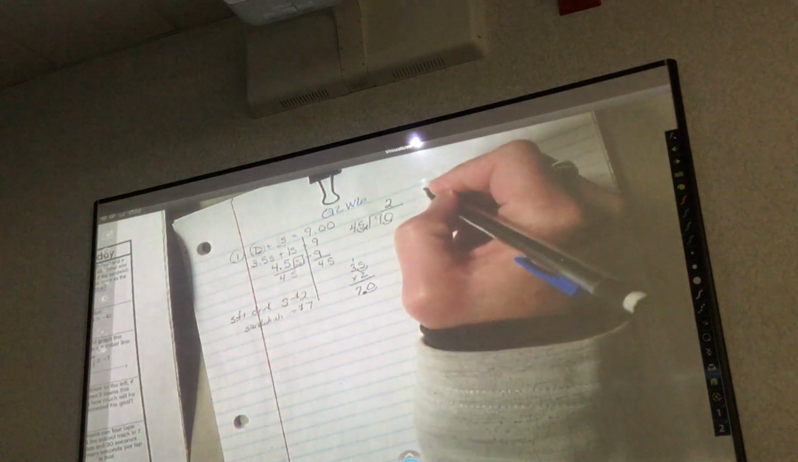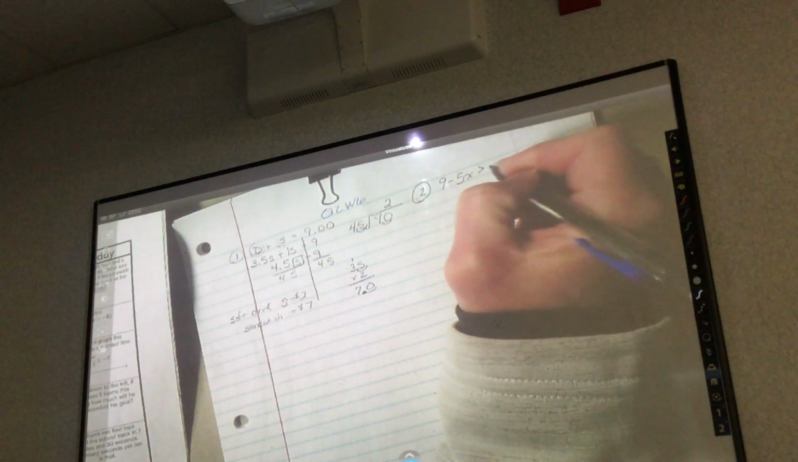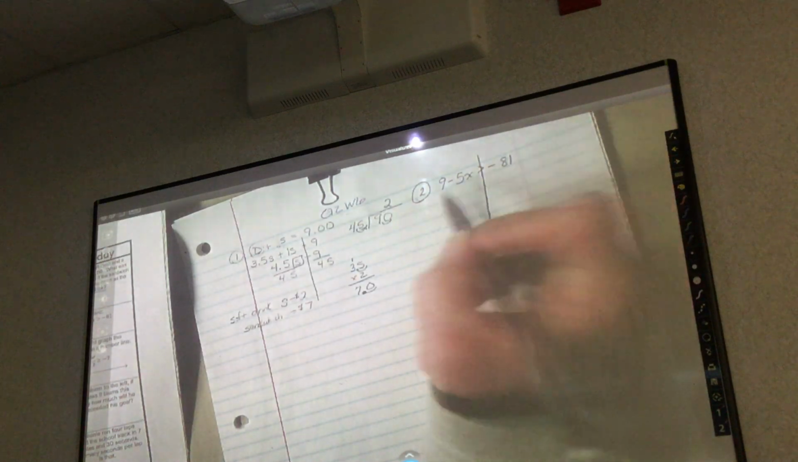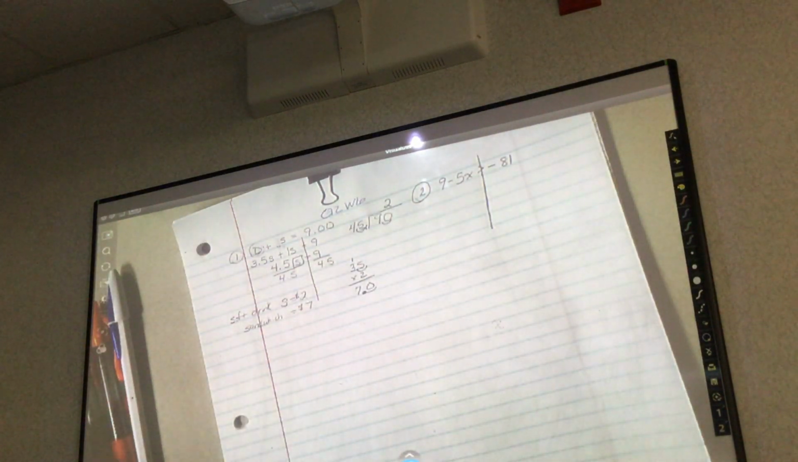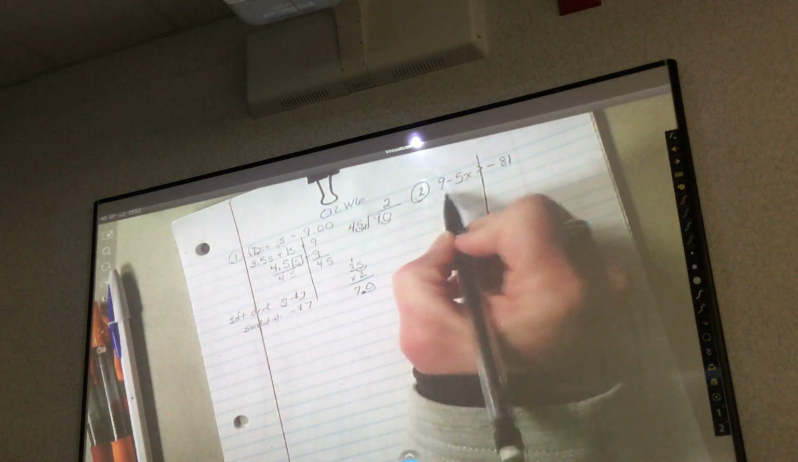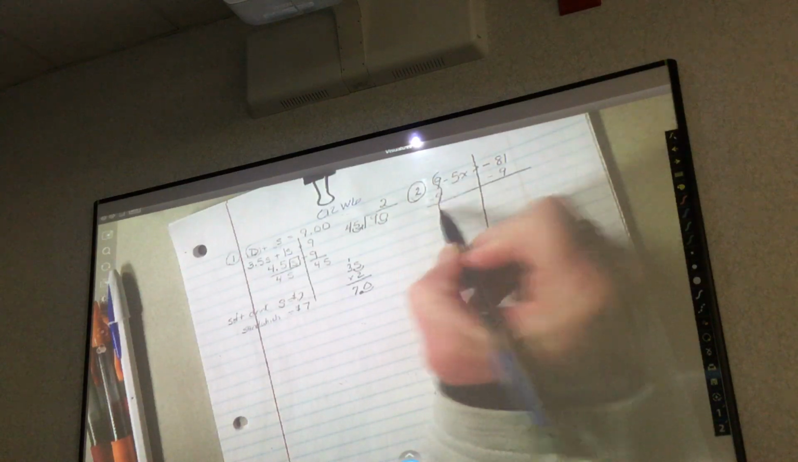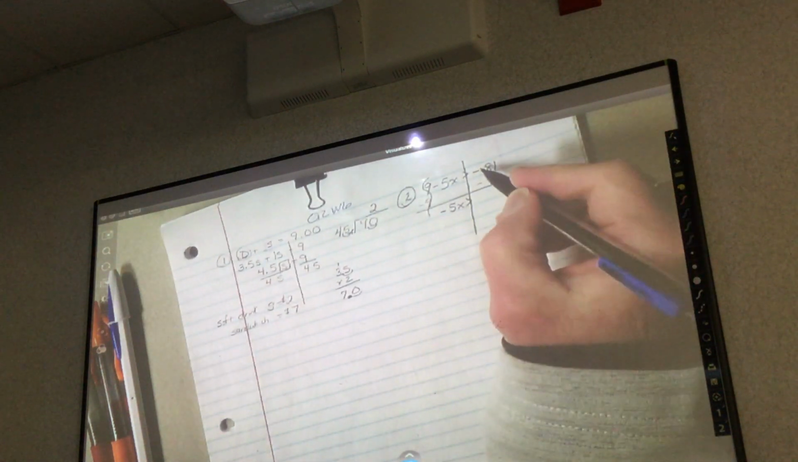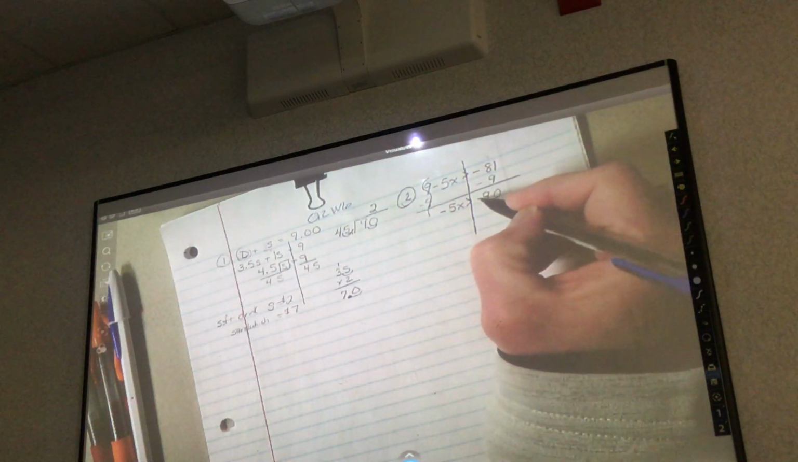All right, number 2. 9 minus 5x is greater than negative 81. Draw my line. How do I get rid of my 9? Subtract 9 on both sides. So these cancel each other out. I'm left with negative 5x is greater than, well, these are both negative, so I add. So I got negative 90.